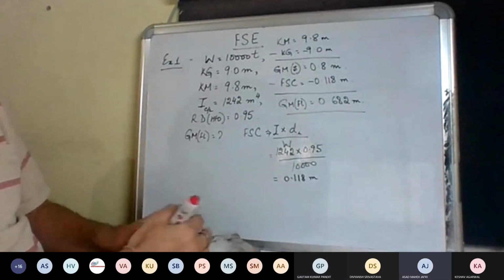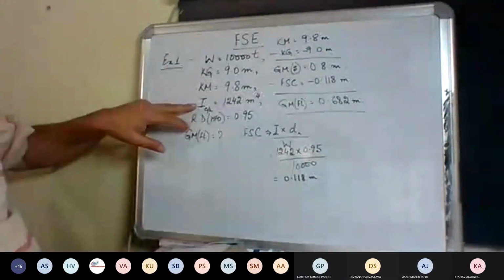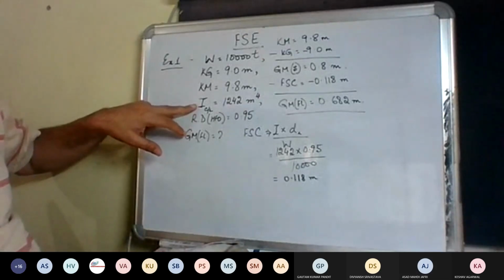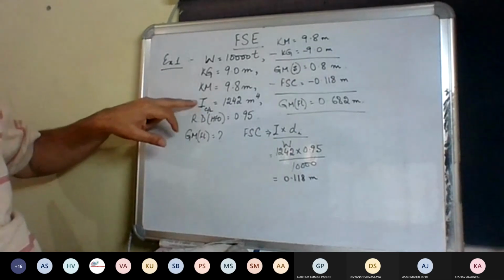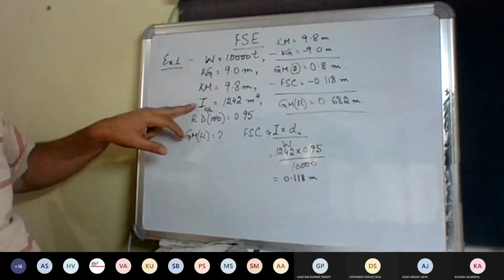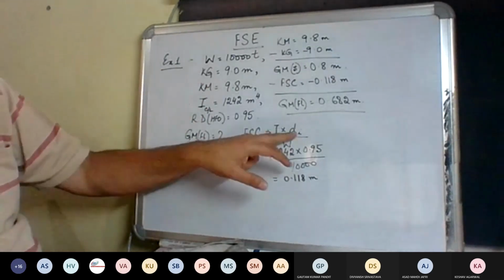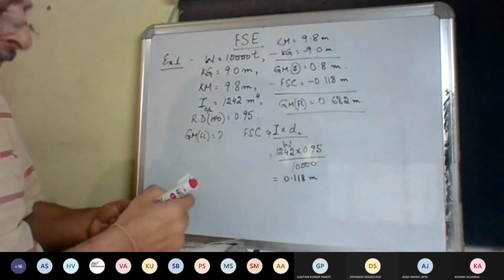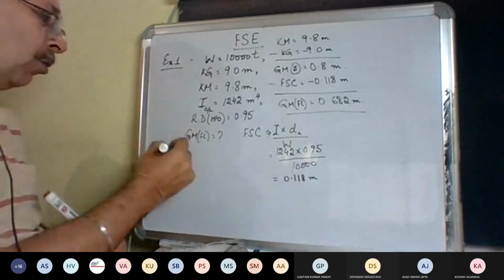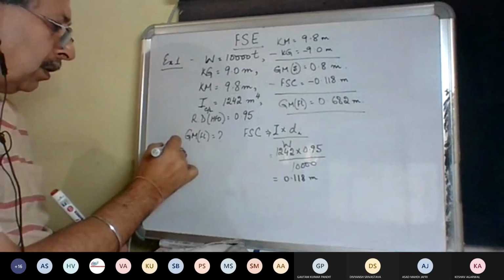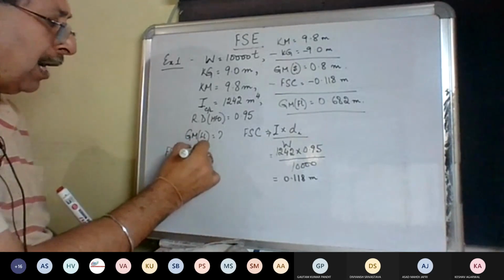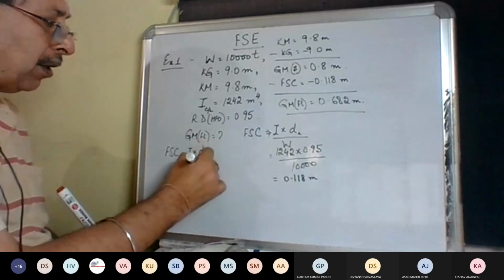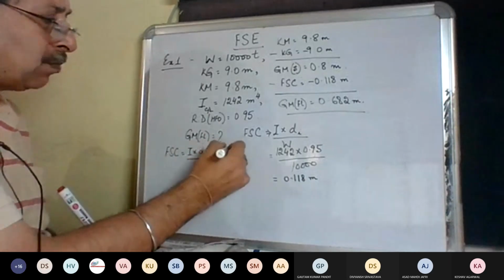Yes, sir. So in the same way, if I give you 3 more tanks, the FSM of each of the tanks would have been calculated. So IDI is called FSM, free surface moment. FSC we know is equal to IDI upon W, and IDI is known as free surface moment.